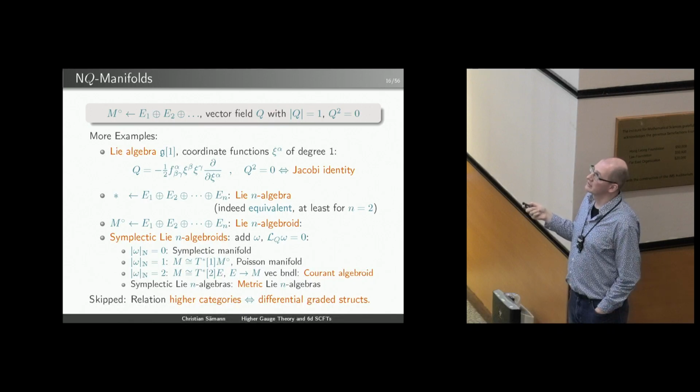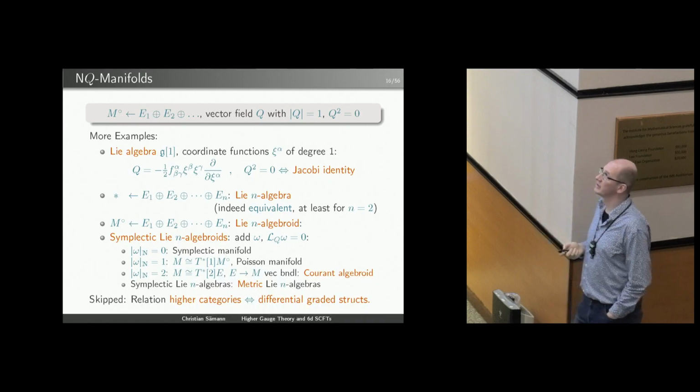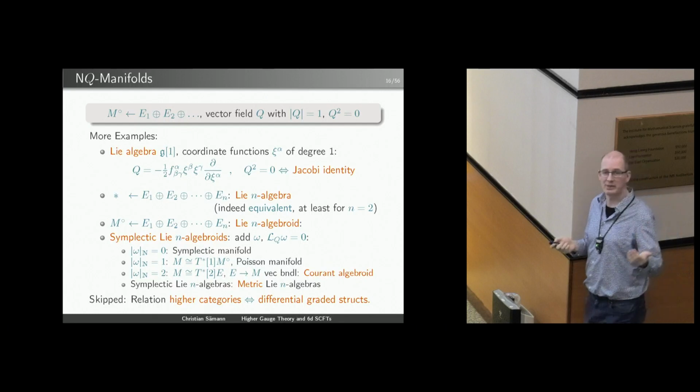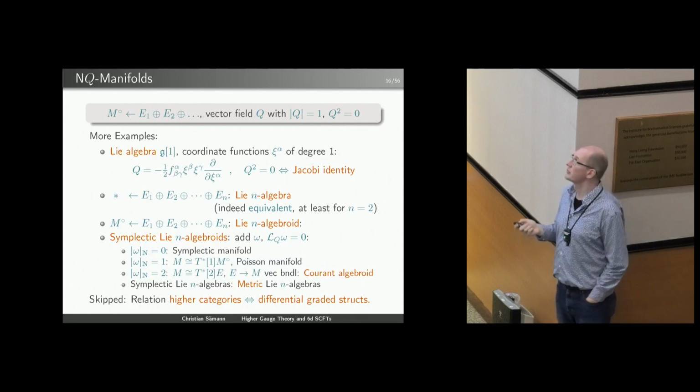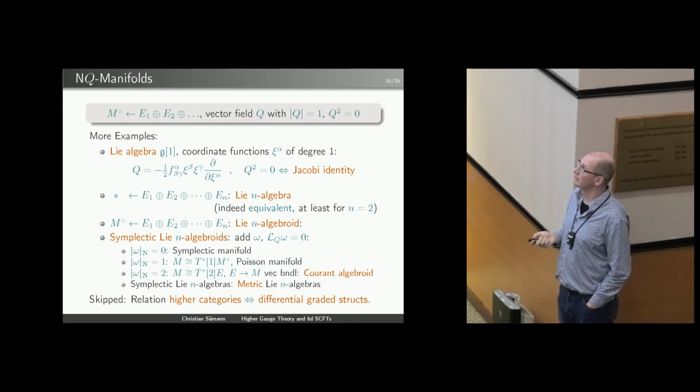Multiply by constants, so linearly combine all of these, and add a factor for convenience. And now Q squared equals 0 is precisely the Jacobi identity for these structure constants. So these are really the structure constants of my Lie algebra. So also Lie algebra, the second important ingredient in gauge theory, is described in terms of these NQ manifolds.